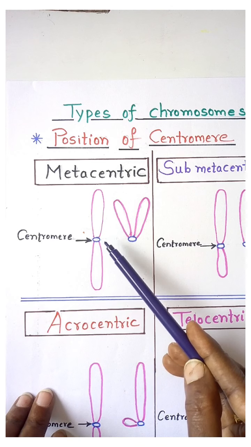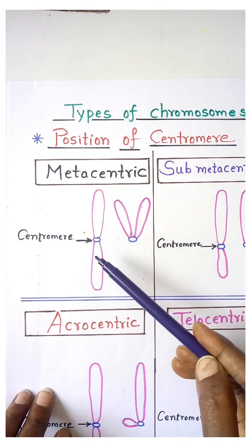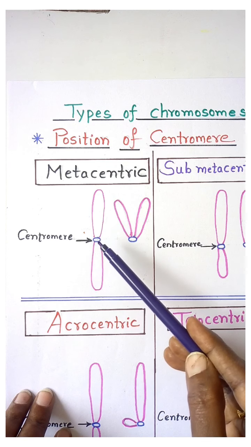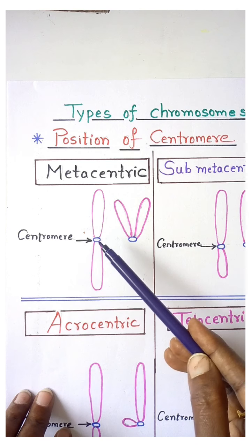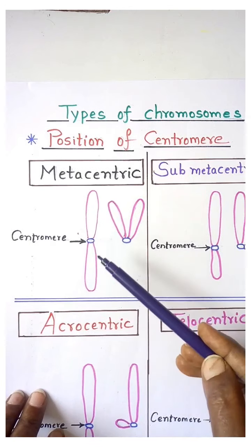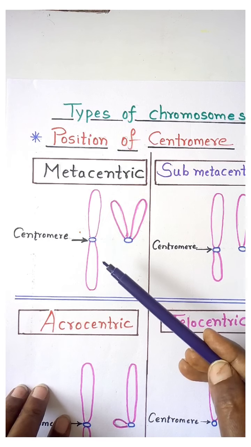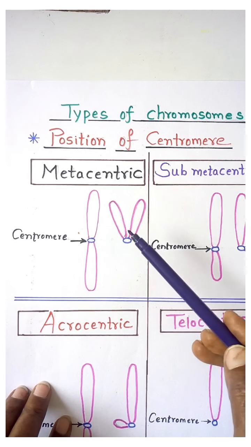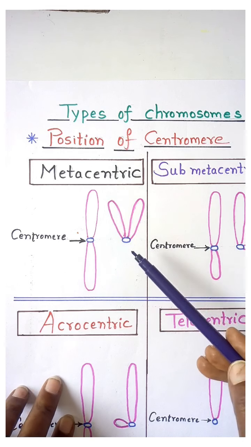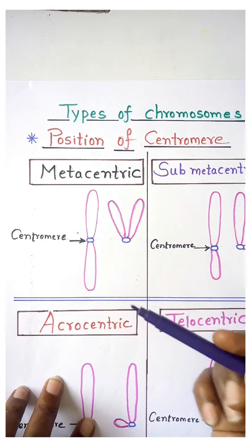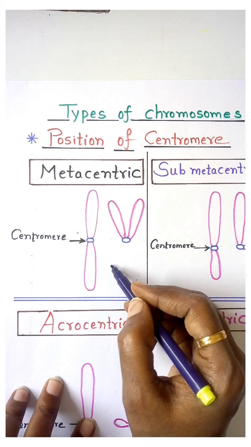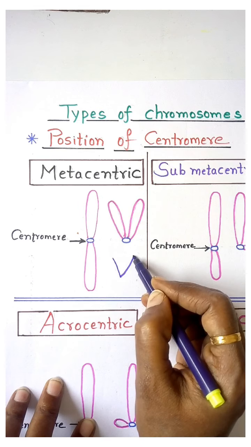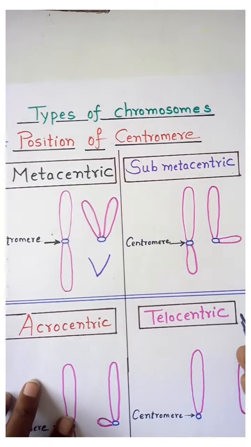This is the part where the chromosome can bend. That is, the centromere is the only part in the chromosome where the chromosome can bend during the process of anaphase, due to which it appears as the English alphabet V shape. So this type of chromosome appears like the English alphabet V shape.